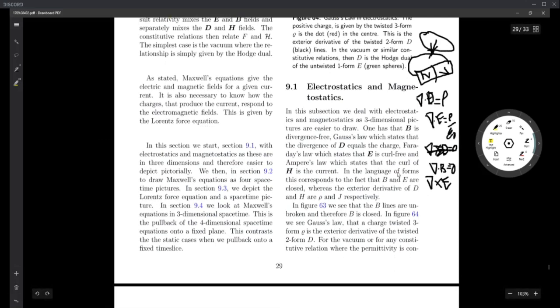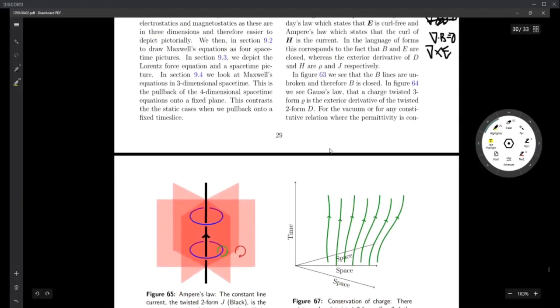And in the language of forms, we can rewrite these vector calculus equations. That's what we're going to do with all of this knowledge of forms, duals, and metrics. We're just going to change the language in which we're speaking.